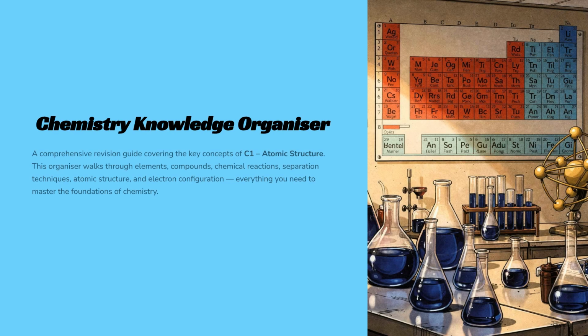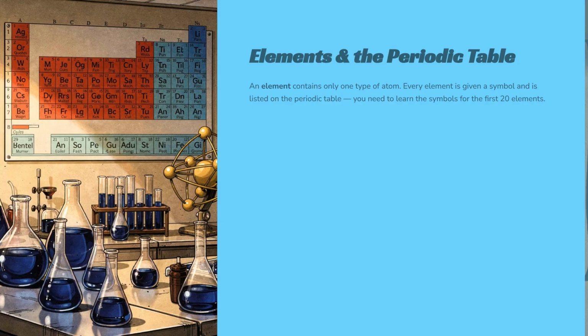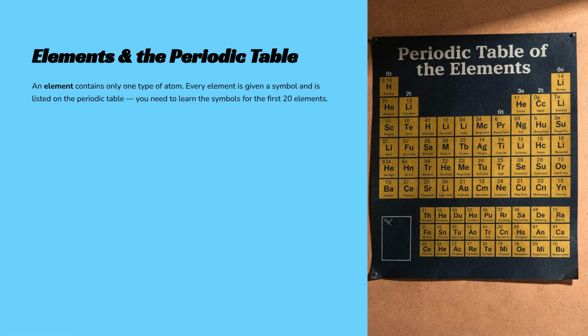Welcome to this video on Chemistry Knowledge Organizer, focusing on atomic structure. This guide covers elements, compounds, reactions, separation, and electron configuration to help you master the foundations of chemistry. An element contains only one type of atom, represented by a symbol on the periodic table.